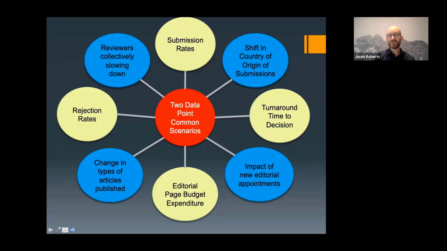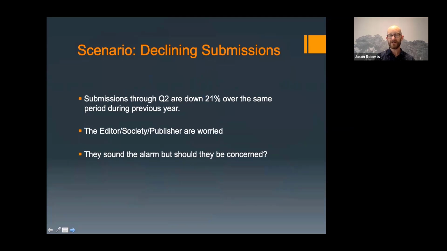We have rejection rates as another common one. The rejection rate changes. We instituted this policy. What does this mean? It might mean nothing. This is the whole point with 2 data points. We just simply don't know enough to make an educated inference of the data. Okay, so let's role play this so you understand exactly what we're talking about.